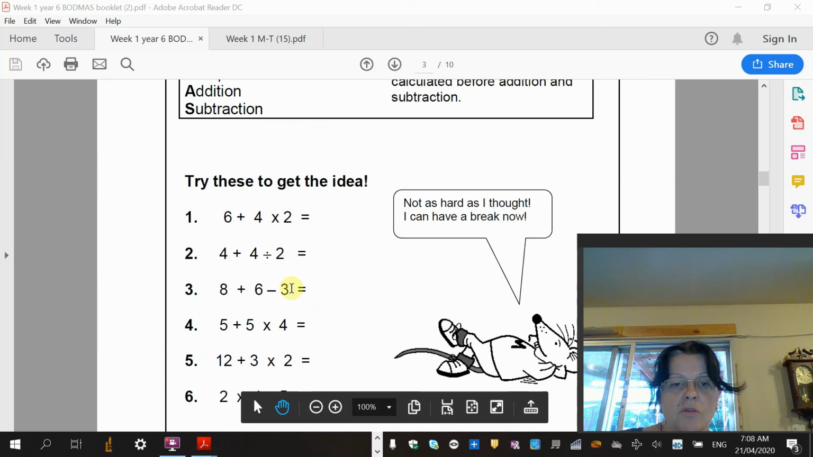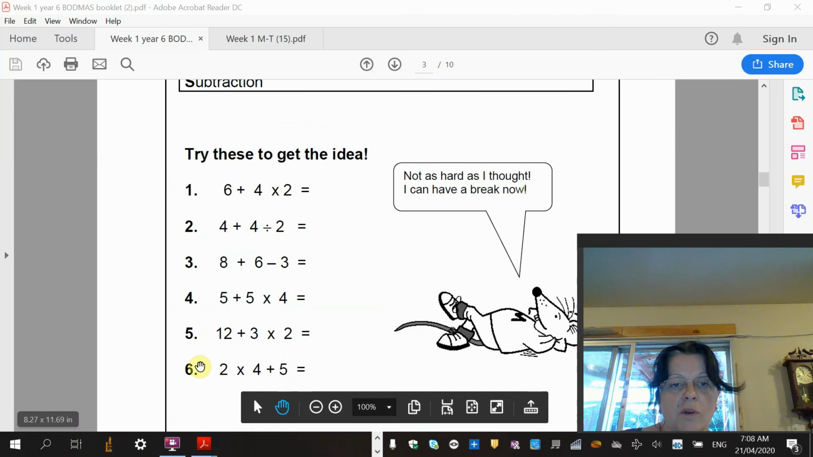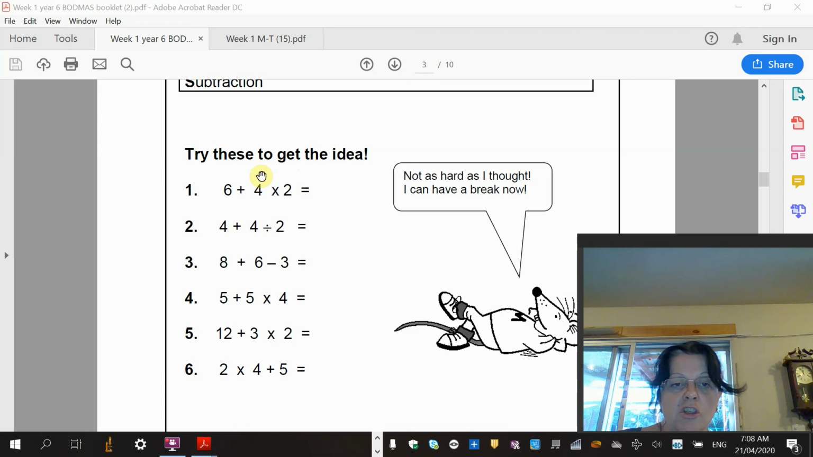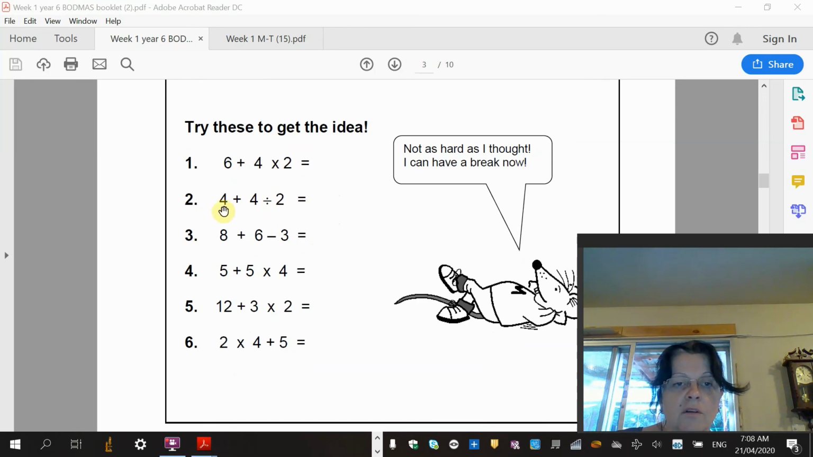So what I want you to do now is go through from 1 to 6, write these sums out. So 4 times 2 would come first. You put your brackets around that. 4 times 2 is 8. Write it in the brackets above. 6 plus 8 is, write your answer. Here we've got 4 plus 4 divided by 2. We put brackets around the 4 divided by 2, which is 2. And then 4 plus 2 is, write your answer.